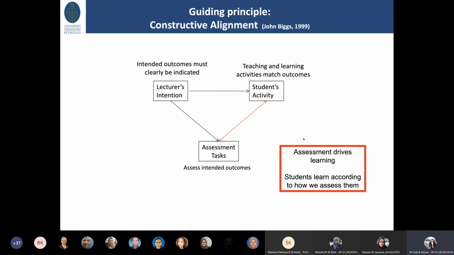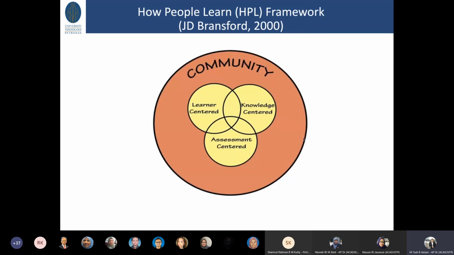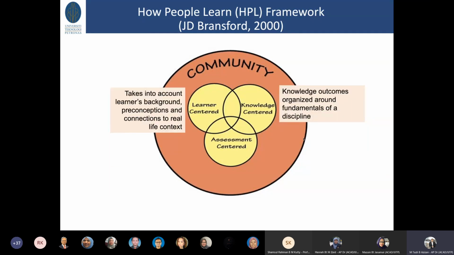The second guiding principle that I think all of us need to remember is the How People Learn framework. To make sure that our class, or our online class, is very effective, there are four lenses of learning that we must make sure we adhere to. First of all, we talk about knowledge centered.